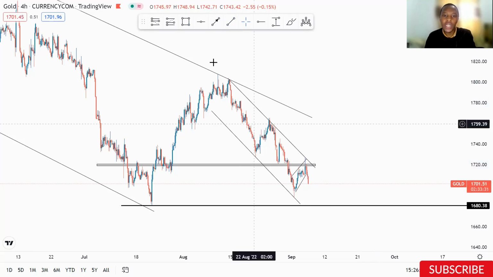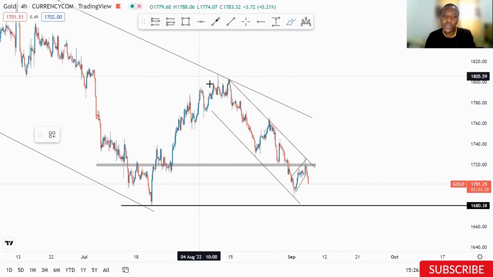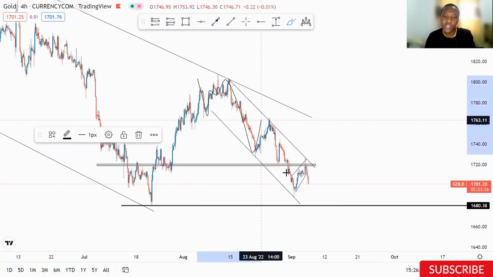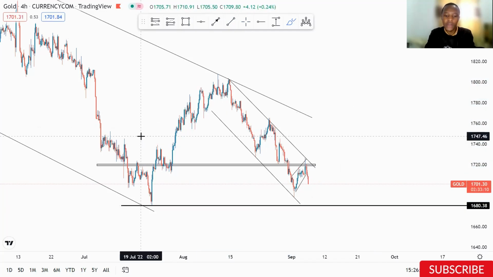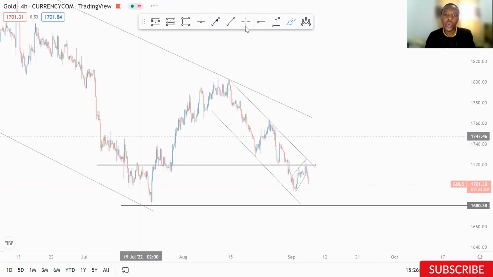So if you look at it clearly now, it makes sense because impulse move, correction, impulse move, correction, impulse move, correction. So after every impulse move, we get a correction. After every correction, we get an impulse. And the probability now is clear that we could go into the downside, maybe give us the double bottom and then go to the upside. So that is what I see at the current moment on gold.